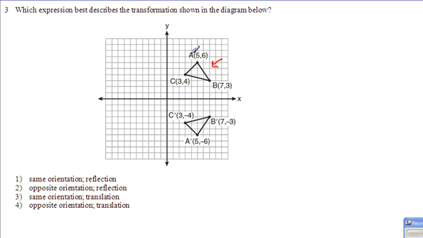Let's see. In this first triangle ABC, if you follow their order ABC in this way, A to B and B to C, and then going back to A, that happens to be the clockwise orientation. But here, A prime to B prime and then B prime to C prime and C prime to A prime, that's counterclockwise. You see the orientation has been changed. Therefore, it must be the reflection, especially a line reflection. Therefore, choice 2 becomes our answer.